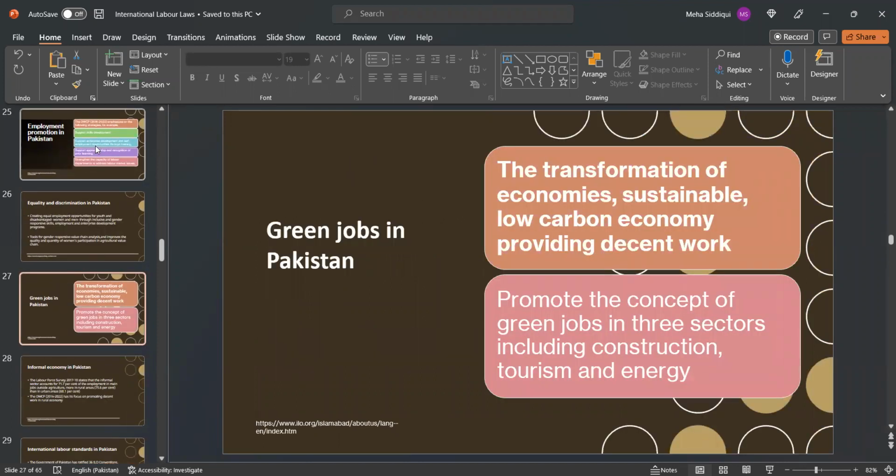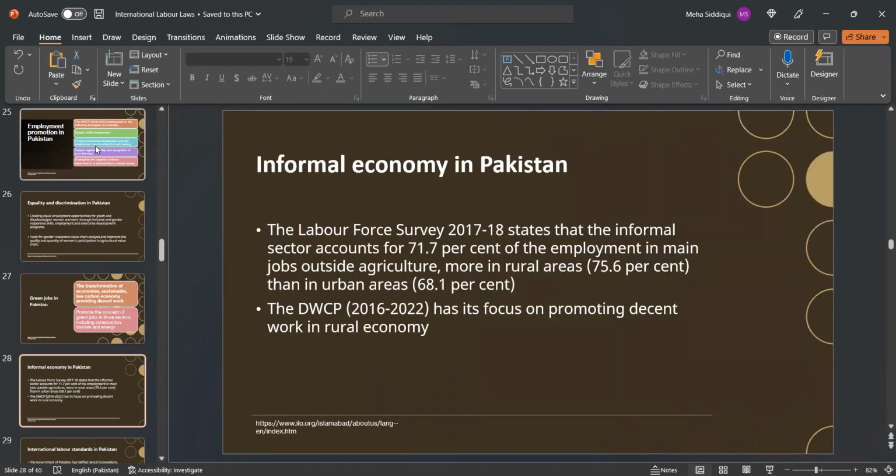Green jobs in Pakistan: the transformation of the economy into a sustainable, low-carbon economy providing decent work. It promotes the concept of green jobs in three sectors, including construction, tourism, and energy.